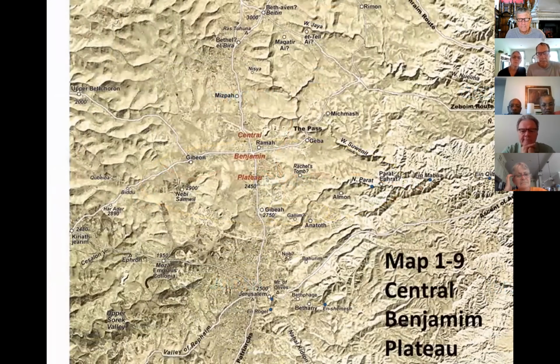On map 1.9, take a closer look at the important area just north of Jerusalem. The area is called the Central Benjamin Plateau. It is relatively flat ground on the hill country watershed, with canyons cutting to its east and west. Only 3 to 7 miles north of Jerusalem, the Central Benjamin Plateau is outlined by the biblical cities of Gibeon on the west, Mitzpah on the north, Geba on the east, and Gibeah, the capital of Saul, on the south. Ramah, the hometown of Samuel, is at the center of the plateau.